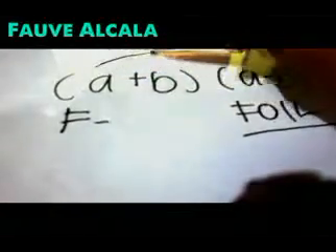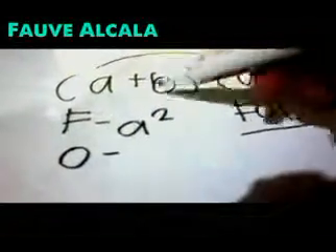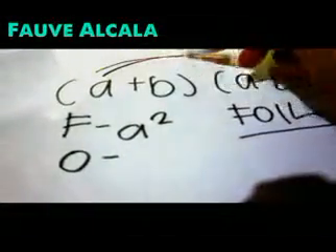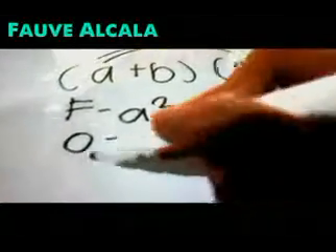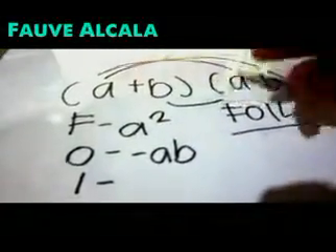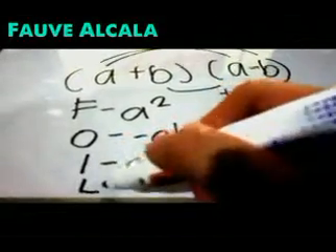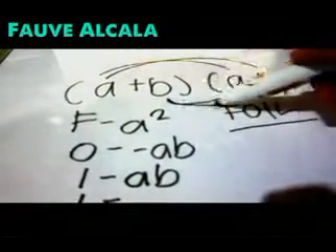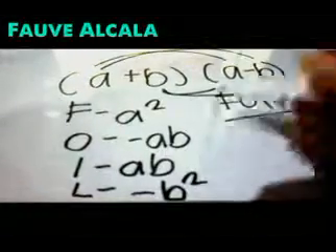First, we need to multiply a times a, which would be a squared. Next, we need to multiply a times negative b, which would be negative ab. Next is to multiply b times positive a, which would be ab. And lastly, we need to multiply b times negative b, which would be negative b squared.